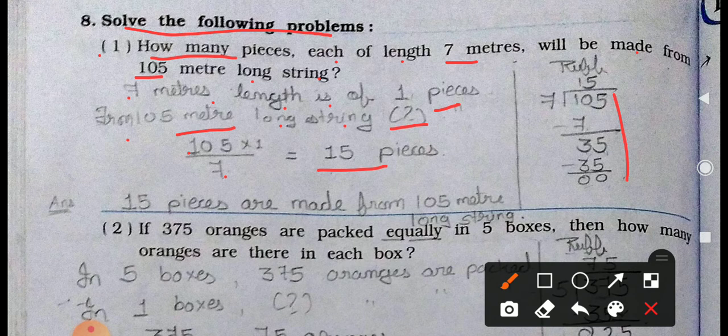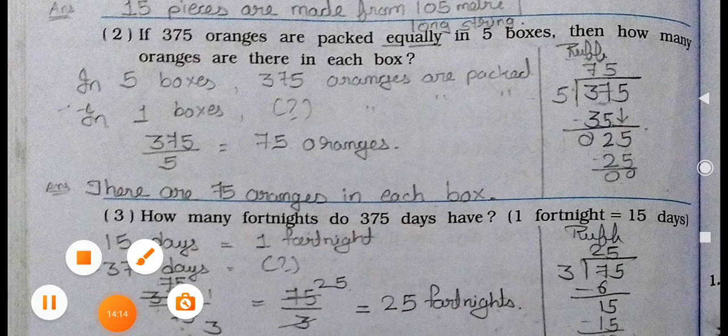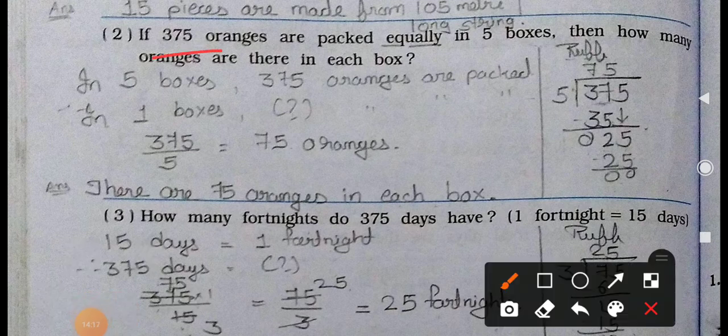So after divide you will get 15 pieces. So 15 pieces are made from 105 meter long string. Second number. If 375 oranges are packed equally in 5 boxes, then how many oranges are there in each box? In 5 boxes, 375 oranges are packed. In 1 box is equal to how many oranges will be packed? So do the divide. 375 divide with 5, you will get 75 oranges. So there are 75 oranges in each box.